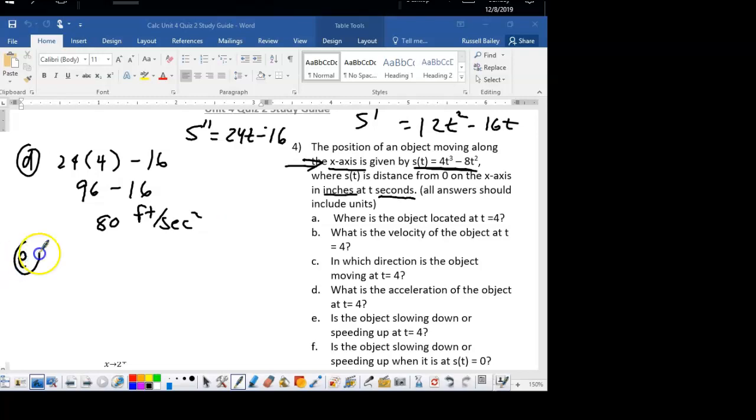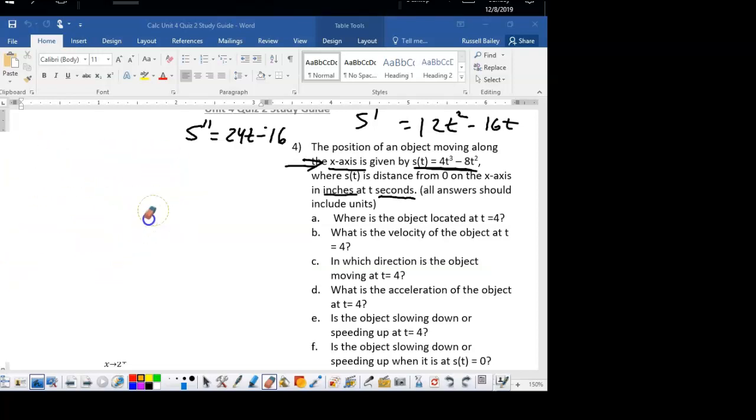Part E. Is the object slowing down or speeding up? Since my acceleration is positive and so is my velocity, since the signs match, we would say it's speeding up. Part F. Is the object slowing down or speeding up when s of t equals 0? So that's actually a really big question. There's a lot going on there.